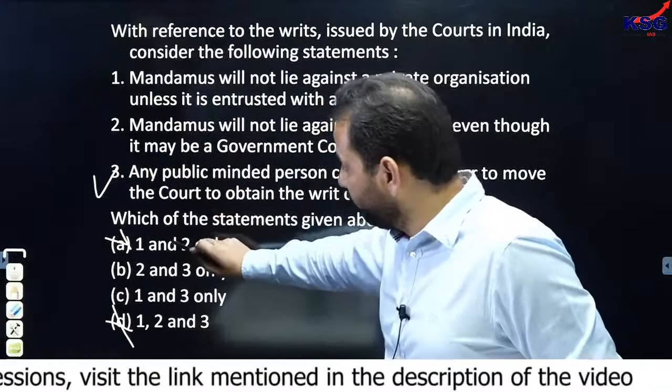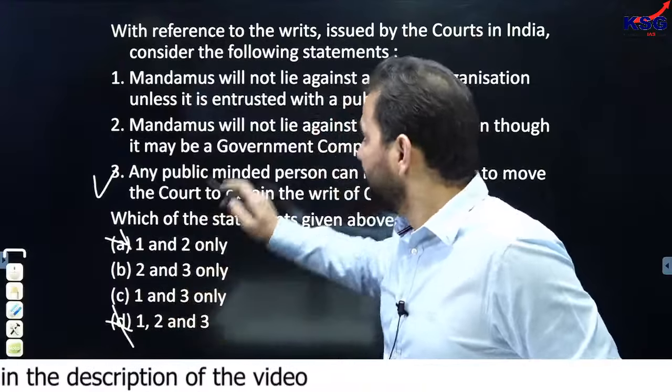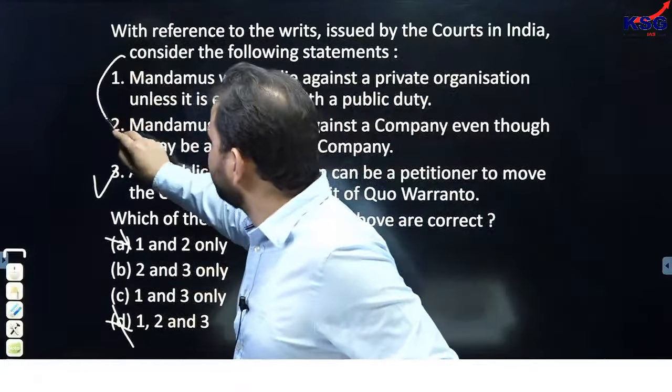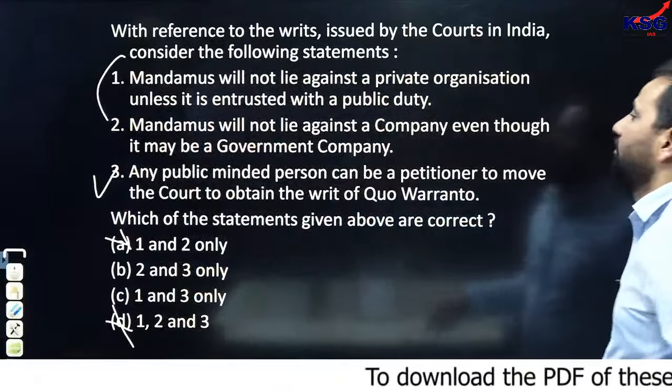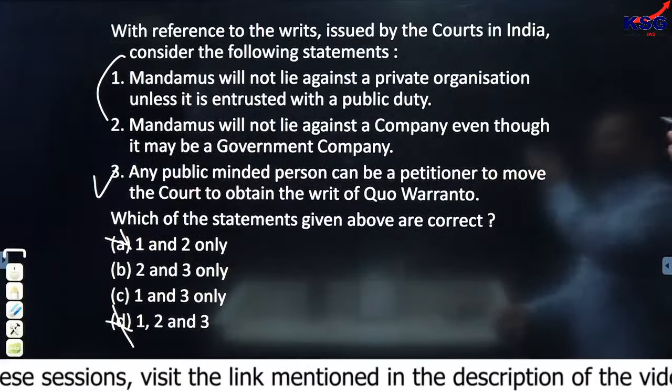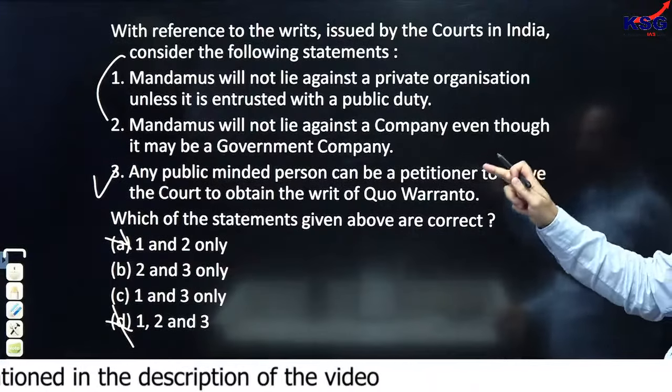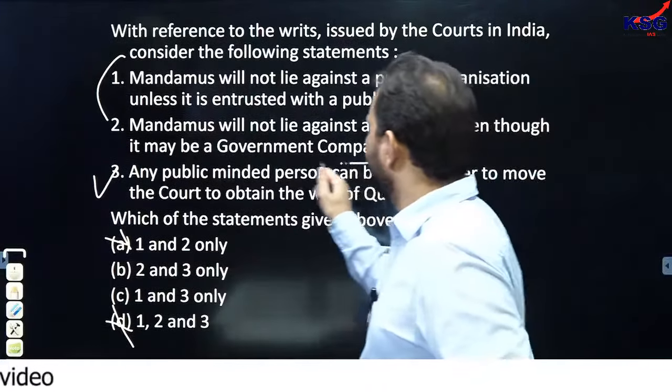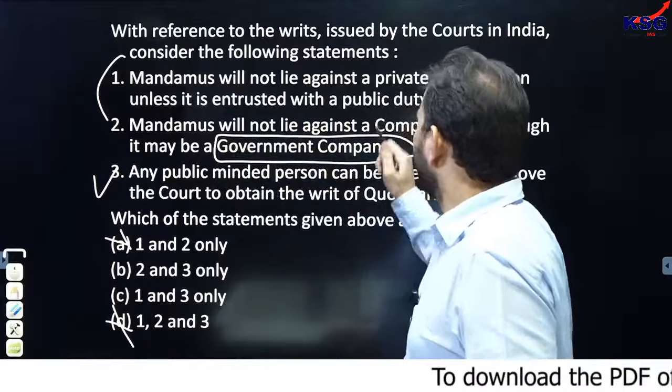Why am I saying that A and D cannot be the answer? This is mainly because these two statements are contradictory. Mandamus will not lie against a private organization unless it is entrusted with a public duty. Mandamus will not lie against a company even though it may be a government company. These two are making it somewhat contradictory.